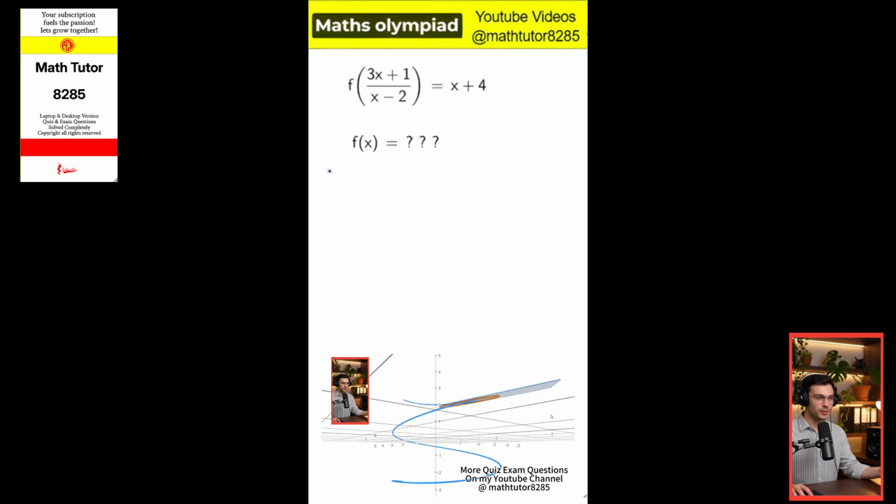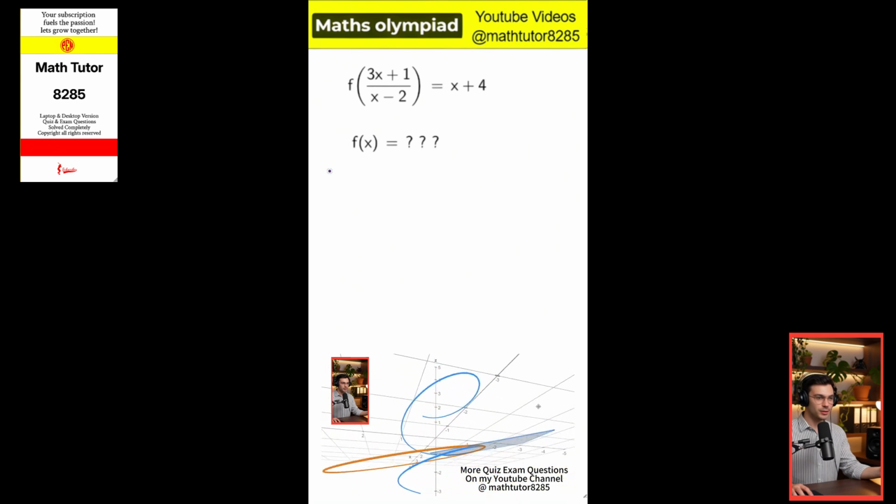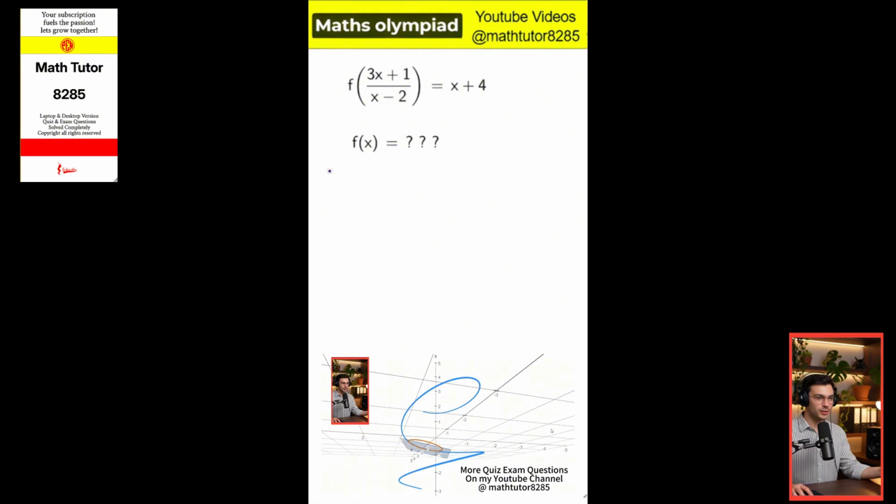Find the explicit expression of the function f of x if f of the fraction 3x plus 1 over x minus 2 equals x plus 4. Also, state the domain of f.